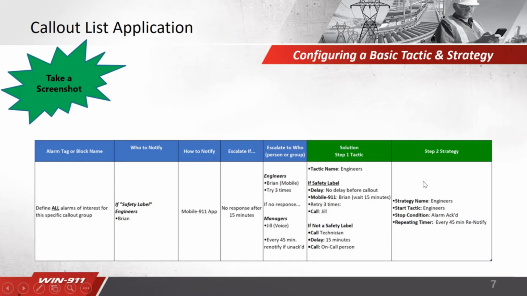For this tactic to work, we need a strategy. We will also create a strategy named engineers. So engineer strategy, engineer tactic. You can name these whatever you choose, whatever makes sense to you. I personally like to name them the same thing so you can have clarity from end to end. This strategy will start the tactic. The stop condition will be defined as the alarm is acknowledged. Upon a repeating timer, every 45 minutes, we will re-notify those people who have been contacted.